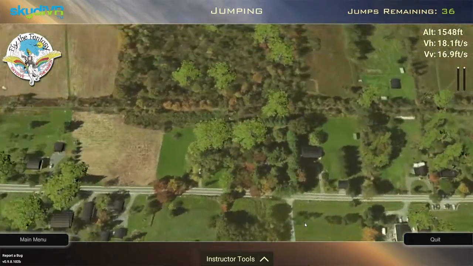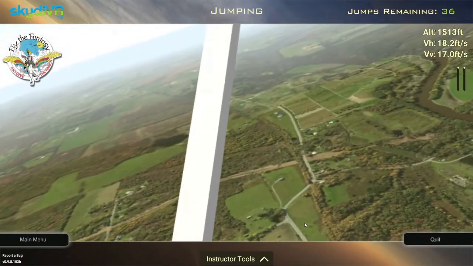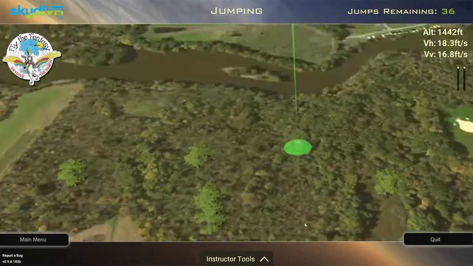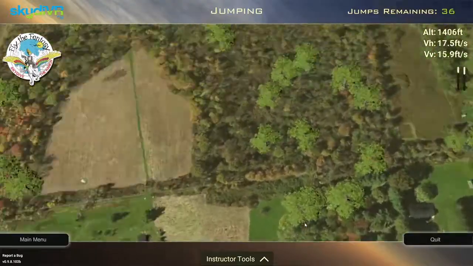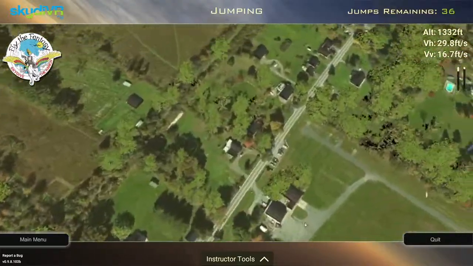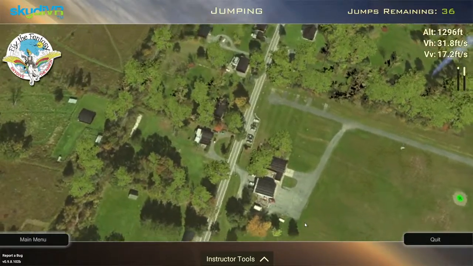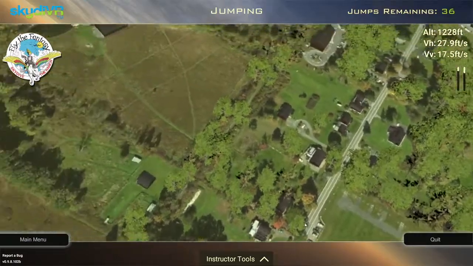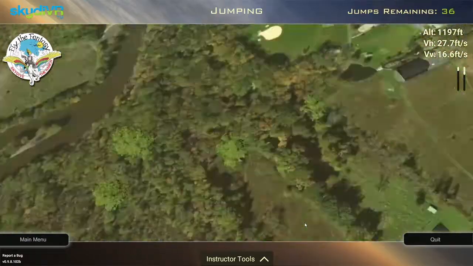Just running a little sample pattern, why not, right? I don't always do this, but I do think that for teaching purposes it's very helpful to do that. So I'm going to keep myself again on the upwind side. I'm not going to fly a full box, but close to it. So I'm going to hang out by the road, get ready for my downwind leg.